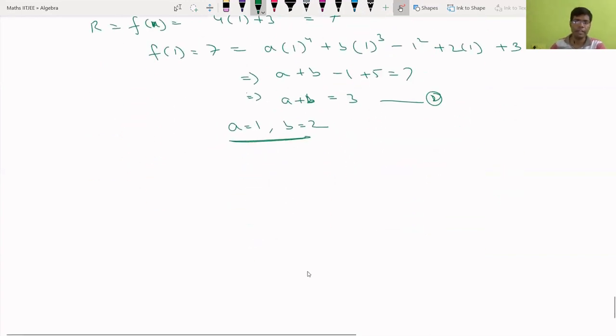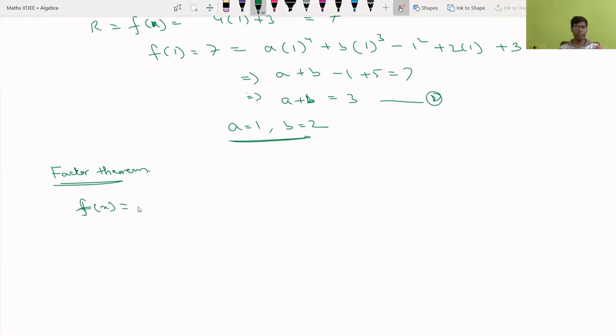The next thing we have is the factor theorem. So what exactly is the factor theorem? It's just a special case of the remainder theorem. Suppose I have an expression f of x divided by x minus k, then I get a quotient and I get a remainder. Previously we had seen that f of x is x minus k times a quotient plus f of k, because f of k is my remainder as per the remainder theorem.